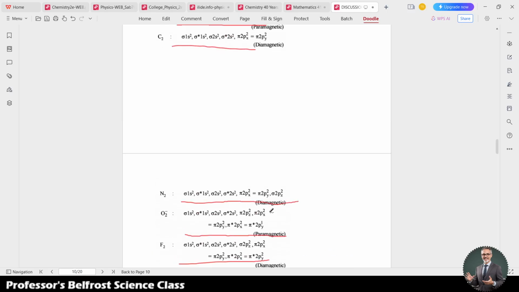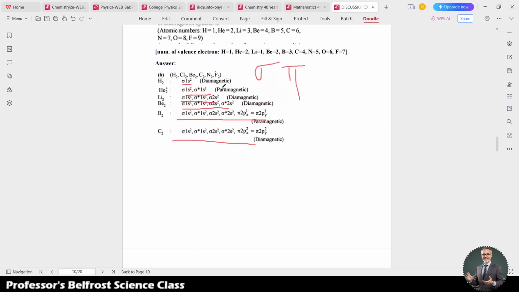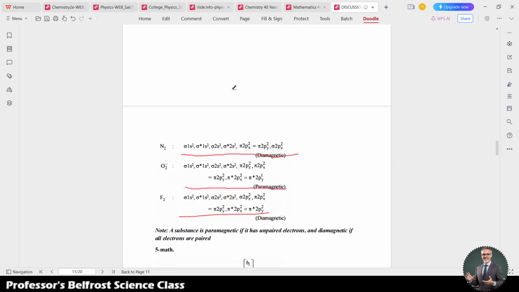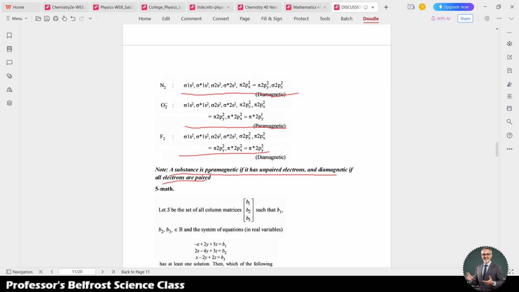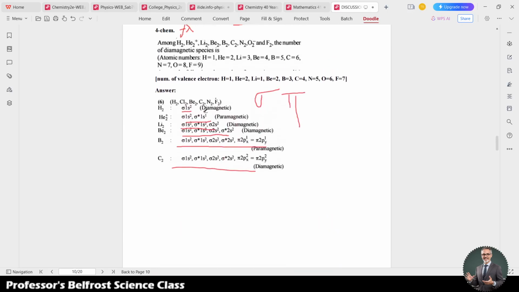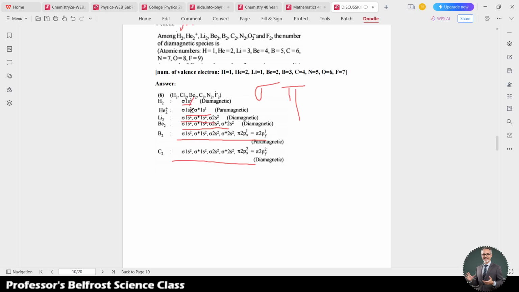And how to determine which one is diamagnetic and which one is paramagnetic from the hybridization? A substance is paramagnetic if it has an unpaired electron, and diamagnetic if all electrons are paired. For example, this is a full configuration, so it is diamagnetic, but for this you have one sigma-y. It means that not all are paired, so we have paramagnetic here. It is the same with this 2py1, so it is paramagnetic.